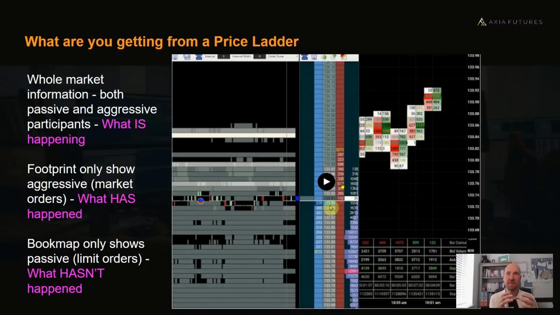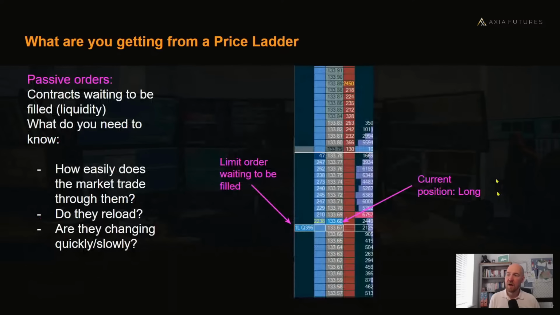But what I want to give you now is a little bit of detail about all of the bits of a price ladder. I talked yesterday about candlesticks and footprint and just trying to simplify things down to what you actually need to know. So you want to break these things down into each bit of information that you're seeing. What do you want to try and learn from that? What do you want to understand from that?